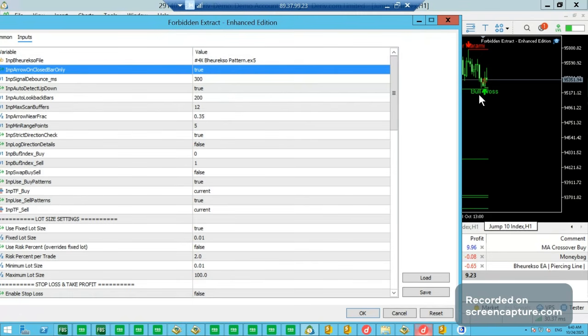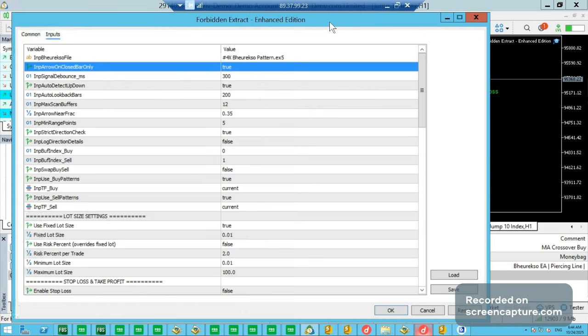But the good thing is just to wait for that candle to close, because at times that particular arrow that pops up may disappear immediately, which can eventually give false signals. So to avoid giving false signals, that is why you need for that candle to close before you execute your trade. So the next one is input signal debounce.